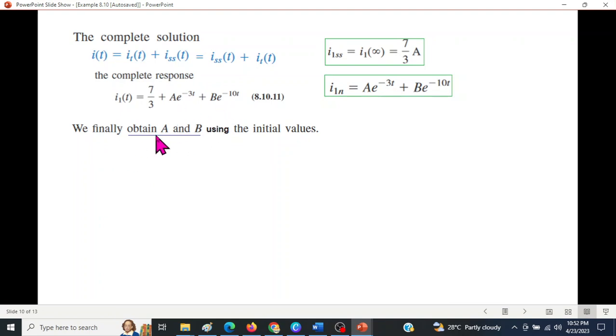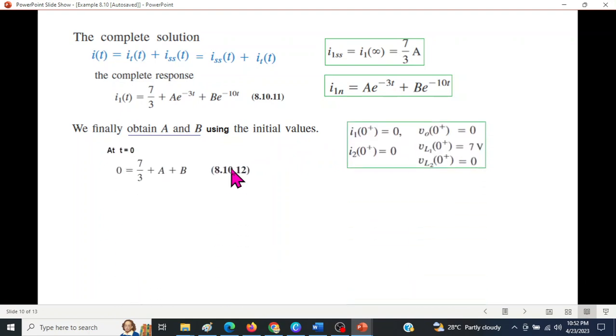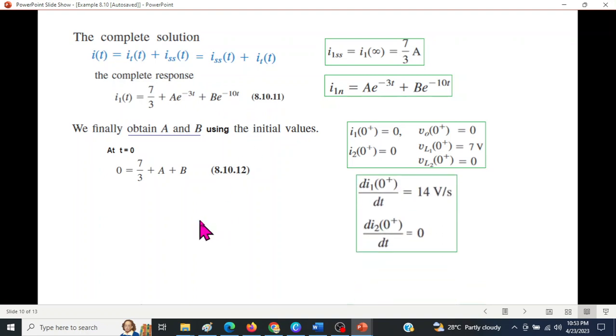Now to find this, we have to use the initial values that we have. And the technique is that we put t is equal to 0 in this. So at t is equal to 0, this will become the equation. E raised to the power 0 is 1. This is one equation. But we have two variables, A and B, so we need another equation. So what we do is we differentiate this to get the second equation.